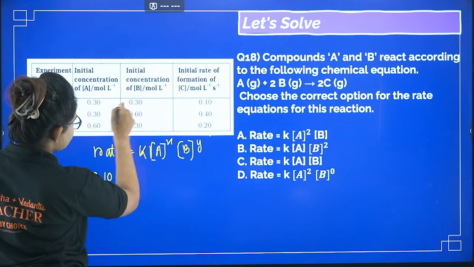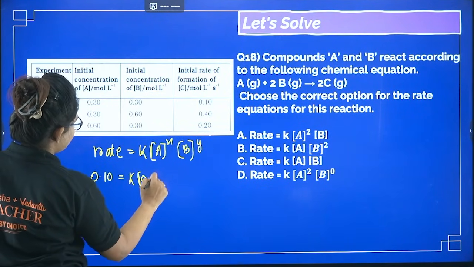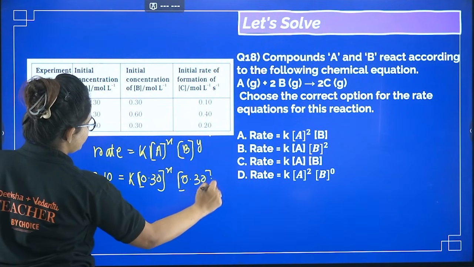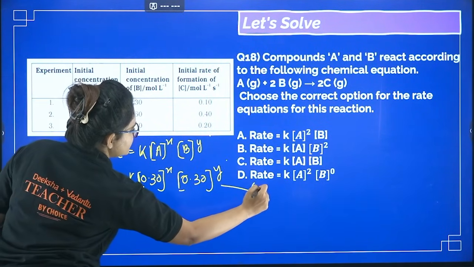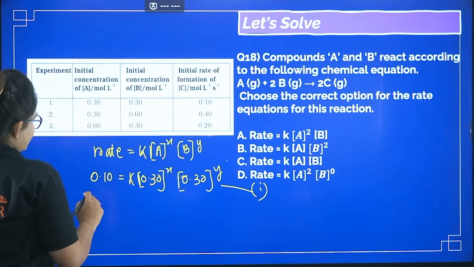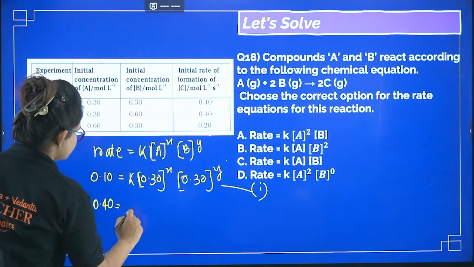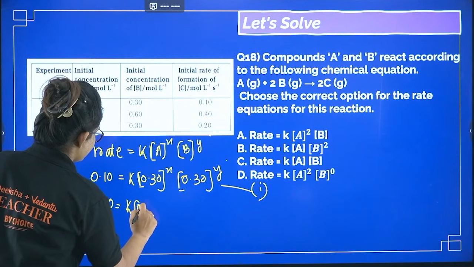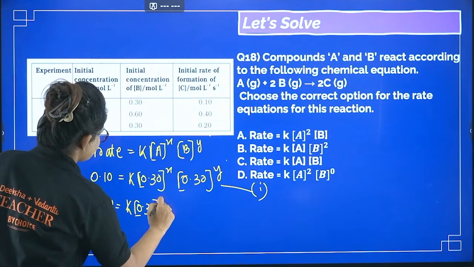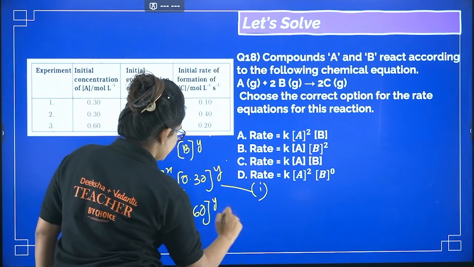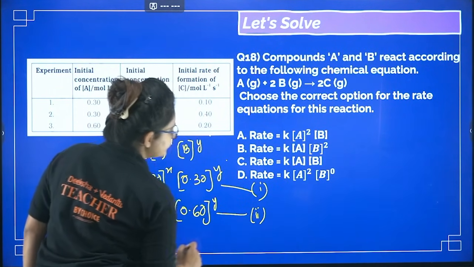Here, rate equals K, concentration of A they are saying 0.30 power X, B value is 0.30 power Y. This is equation number 1. Okay, next, 0.40 equals K into 0.30 power X, 0.60 power Y. This is my equation number 2.